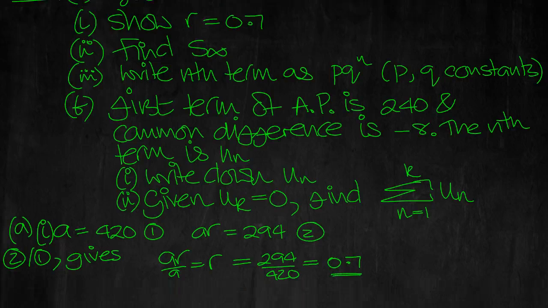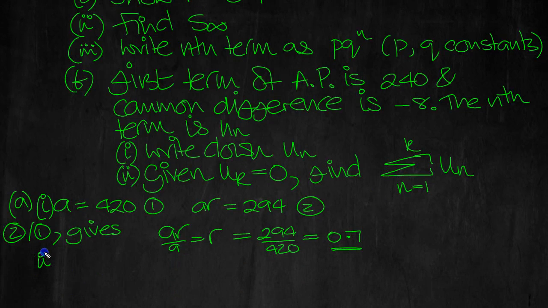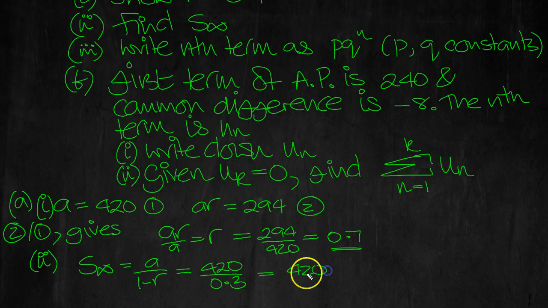Part 2, find S infinity. S infinity is equal to a over 1 minus r. a is 420, wasn't it? Over 1 minus 0.7 is 0.3, which is 420, and 0.3 is 3/10, so the 3 can be put there, and the 10 swings up from here right up to the top. 3 goes into 42 14 times, so it's 2 zeros, and 1400 is the sum to infinity.